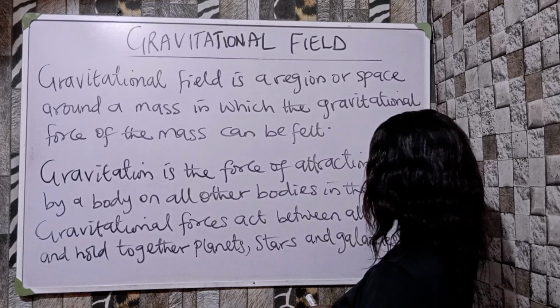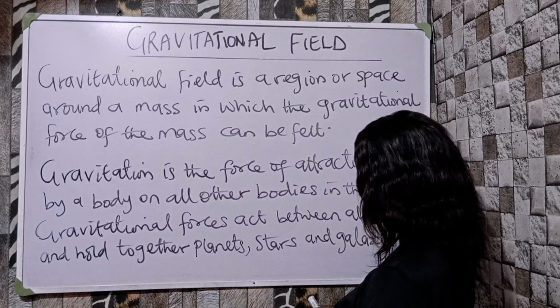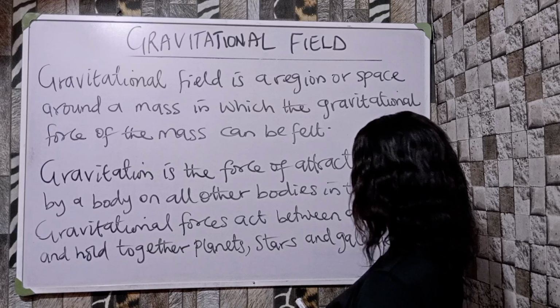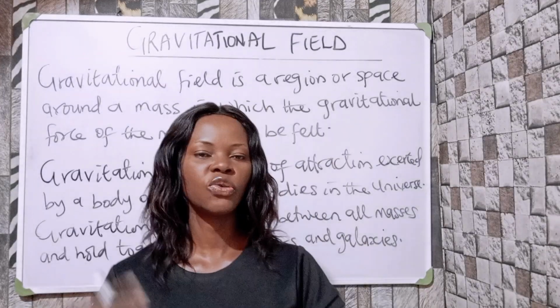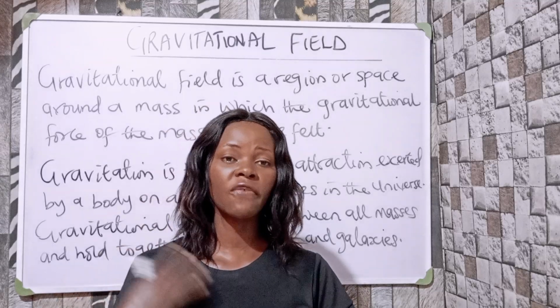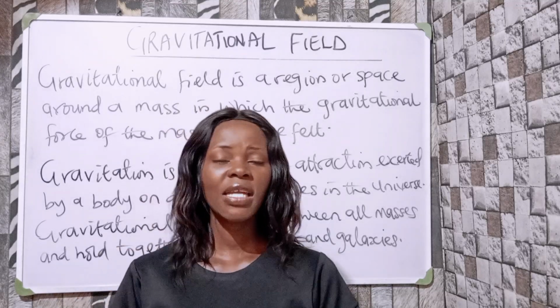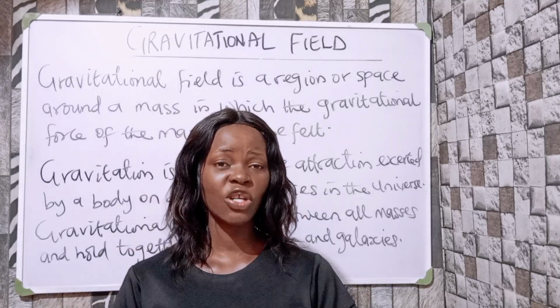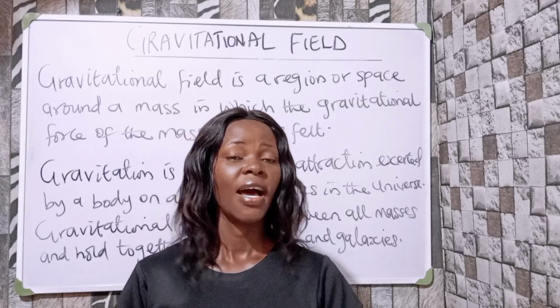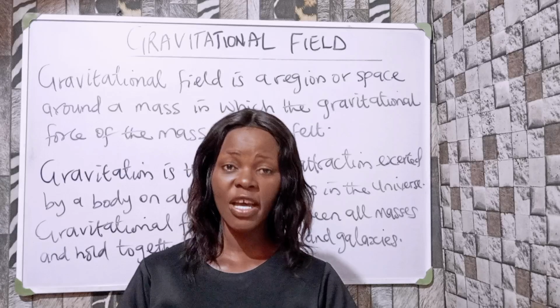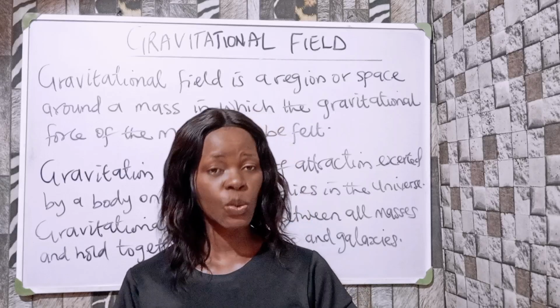Gravitation is the force of attraction exerted on a body on all other bodies in the universe. Gravitational forces act between all masses and hold together planets, stars, and galaxies. So we are trying to say that all the bodies in the universe are being acted upon by the force of gravity. And this force of gravity, we have acceleration in which it works. Acceleration due to gravity is a constant and is given as 9.80 meters per second square.